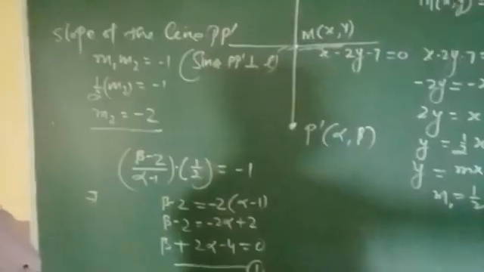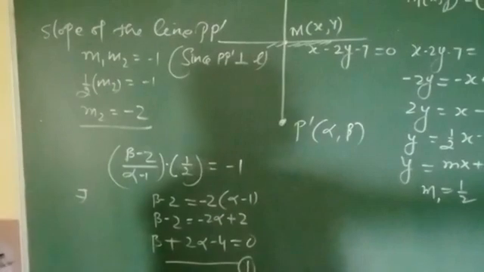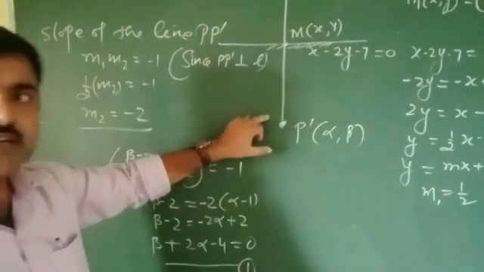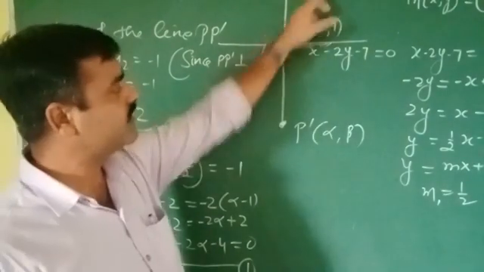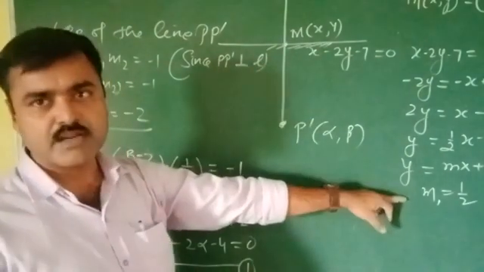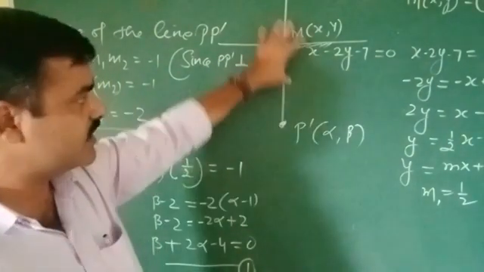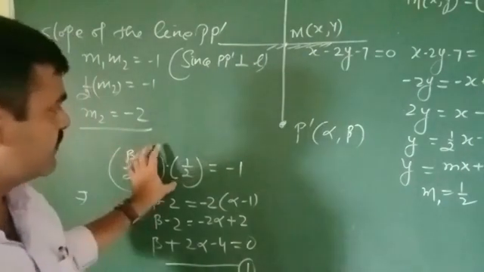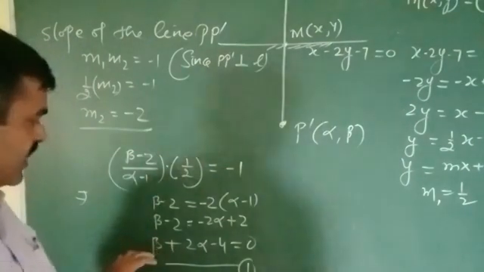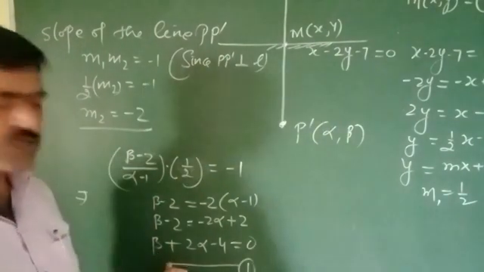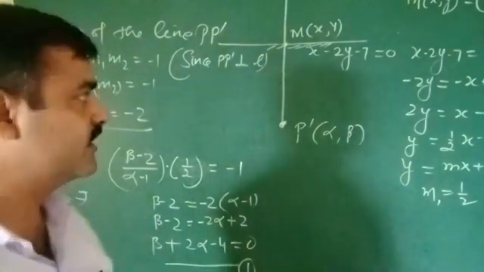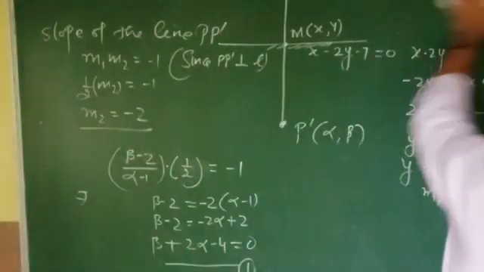See once again here what I have done. The slope of the line PP' equals (beta - 2)/(alpha - 1), and the slope of the given line is 1/2. Since these are perpendicular, the product of these two is -1, and after simplifying we get beta + 2 alpha - 4 = 0. This is the first equation in terms of alpha and beta.